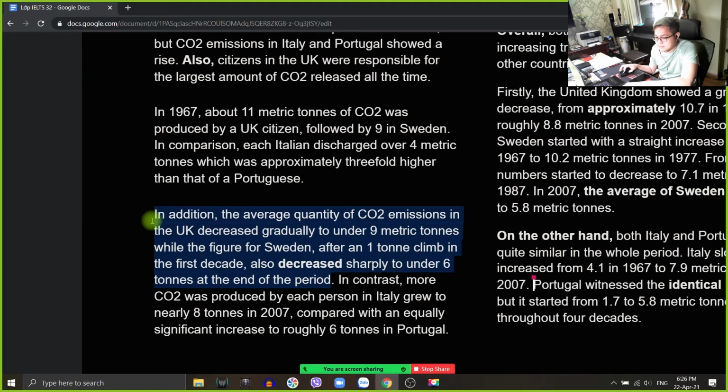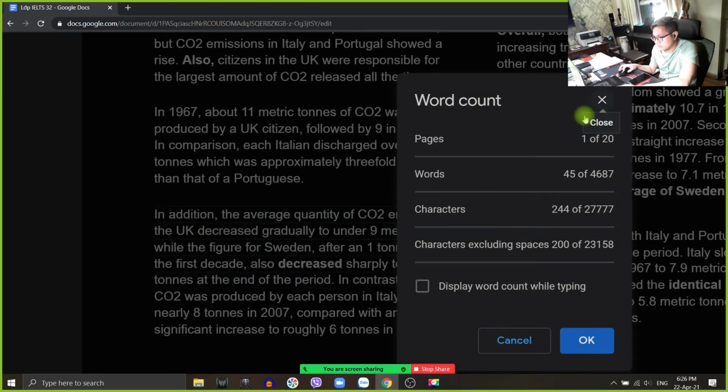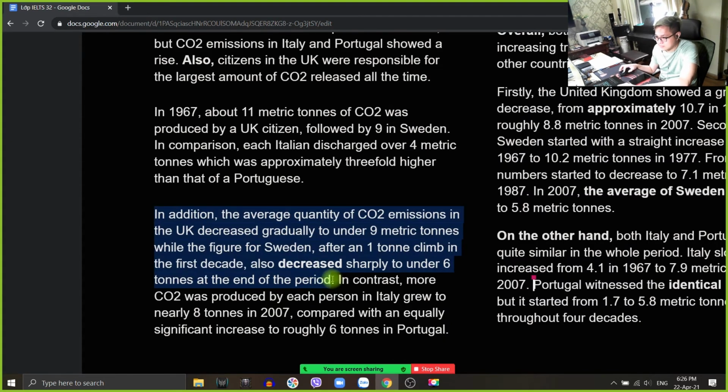Okay, this sentence is a bit too long. 45 words, a very long sentence, so it must be split. It's a very complex sentence with so many phrases, so many clauses actually.